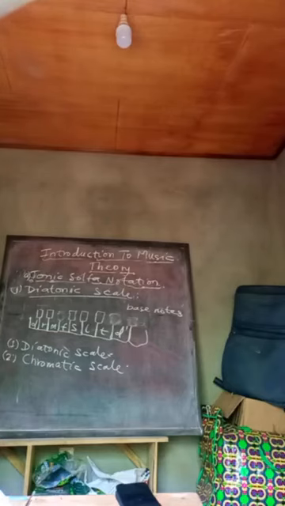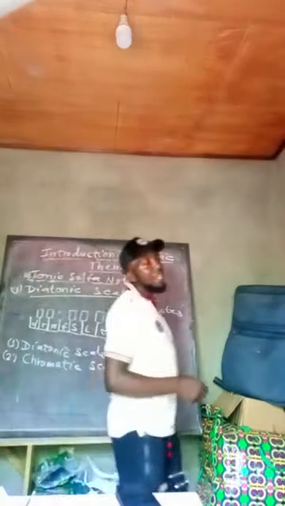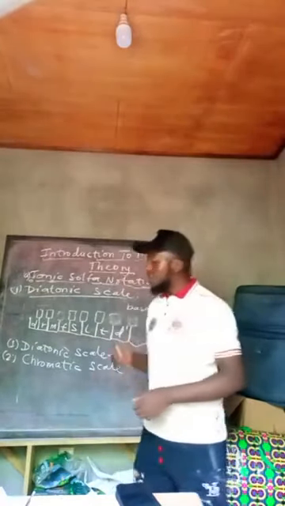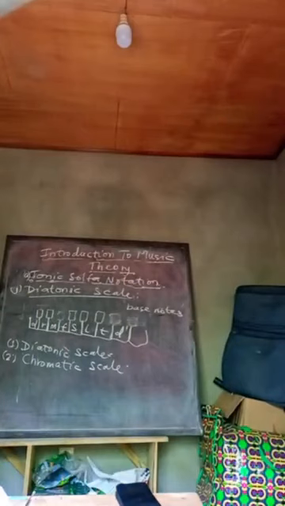Diatonic scale is a scale containing only natural notes. Or you can say, if you are writing, a group of natural notes, and in bracket, a scale containing only natural notes. Do, re, mi, fa, sol, la, si, do.